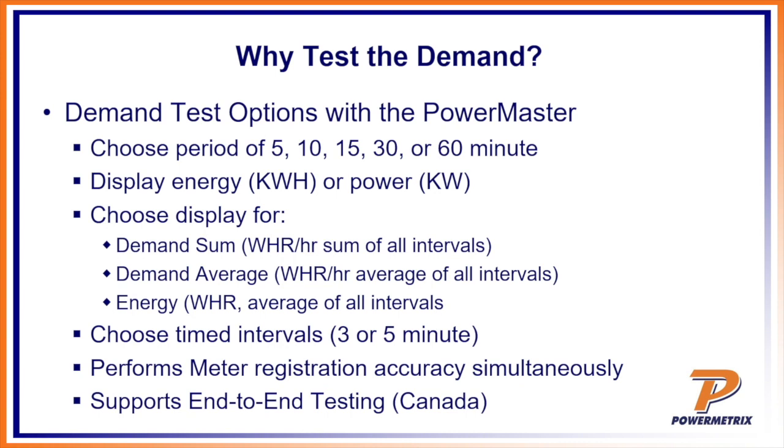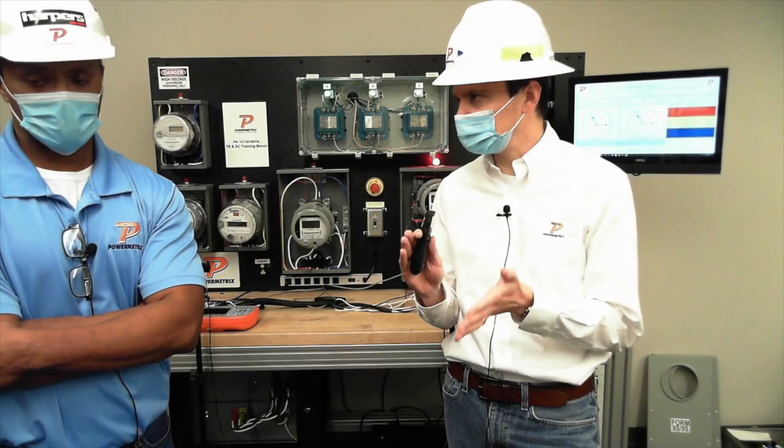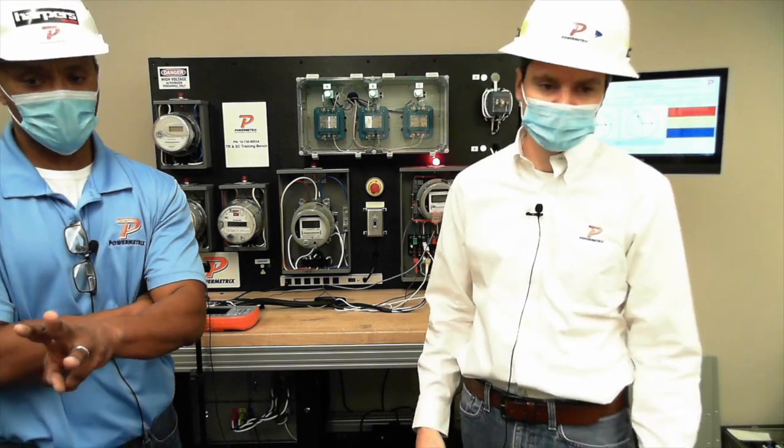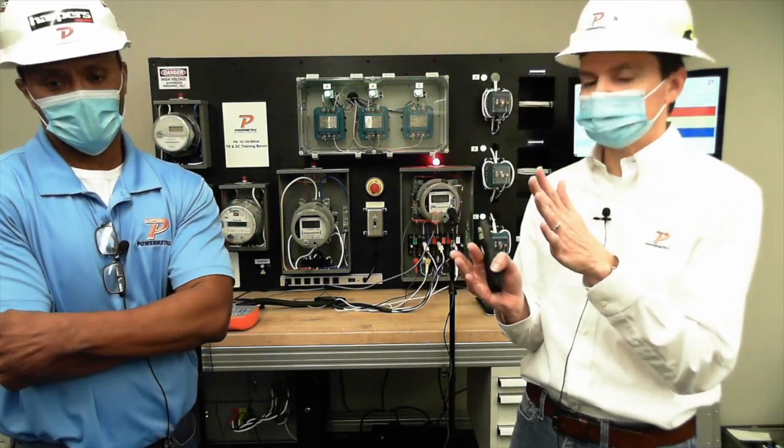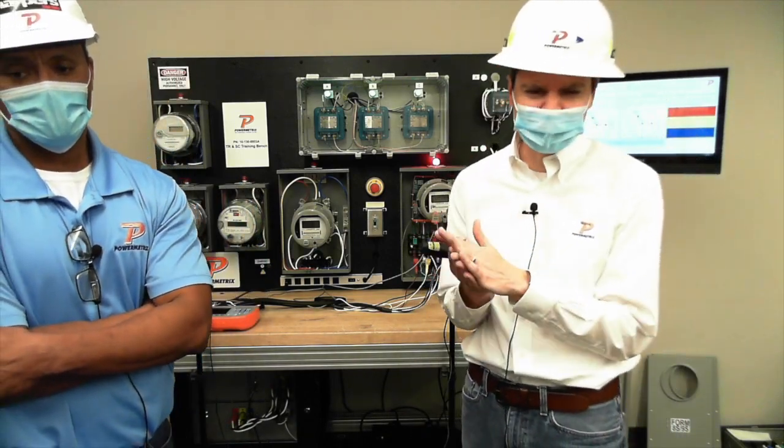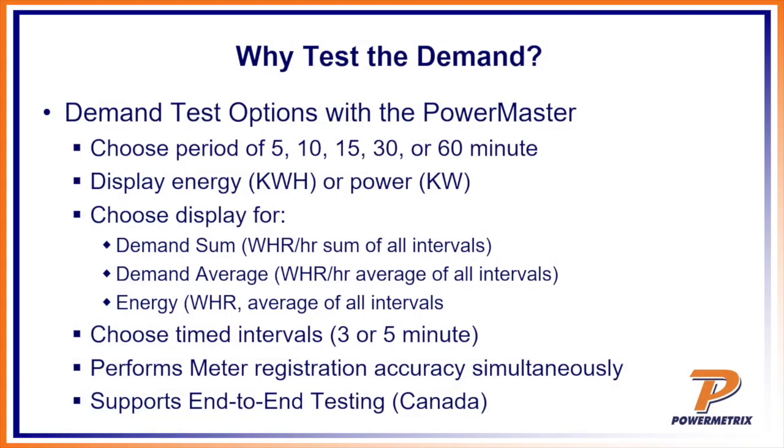Demand average is the average of all intervals, so if it's 900 watts, it'd give you an average of about 900 at the end, for all 3 phases. Energy is the summation. It's the average kilowatt hours seen in that 5-minute, 3-minute, whatever interval you have. So you can choose a time interval of 3 or 5 minutes, like I mentioned. It does perform the meter registration at the same time.